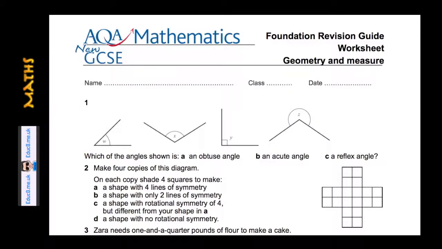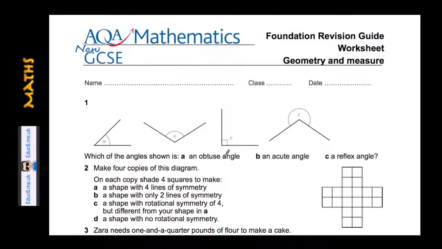In this video we're going to look quickly at the AQA Maths GCSE Worksheet, Geometry and Measure. We'll look at the first question, question 1, which is based on angles. As you can see, the question asks you to identify what is an obtuse, acute or reflex angle. So let's have a look.